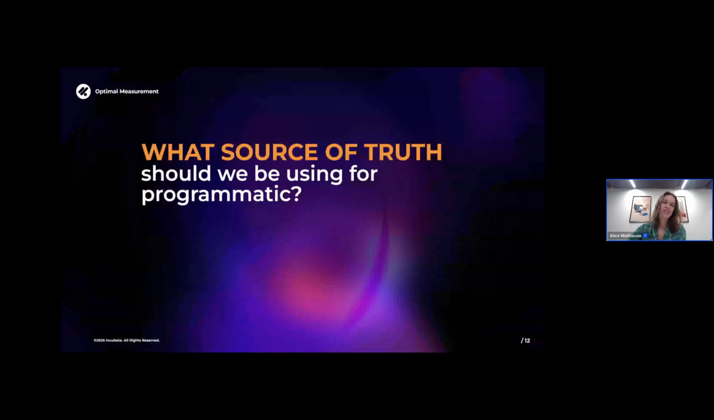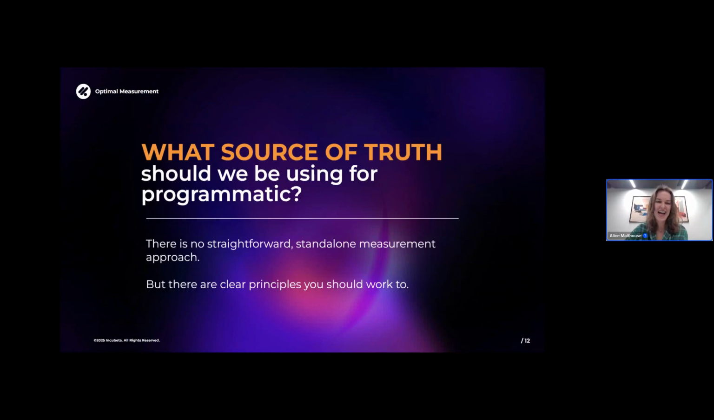So people often ask us, what source of truth should we be using for our programmatic campaigns? Should I be using GA or another metric? But there is no straightforward standalone measurement approach. But we have some principles that you should work to help you measure your campaigns. So we'll be going through those next.